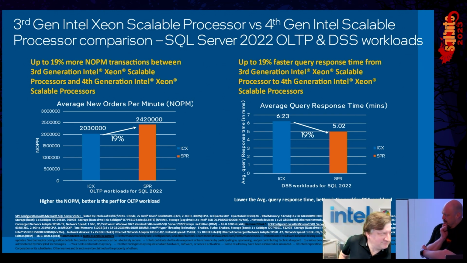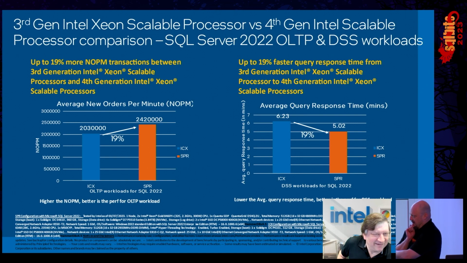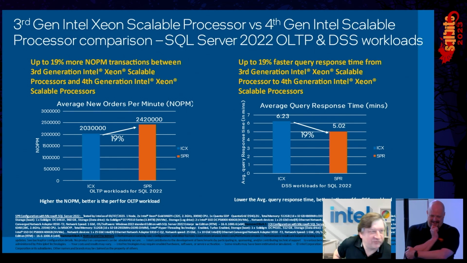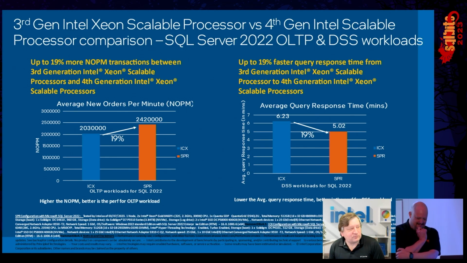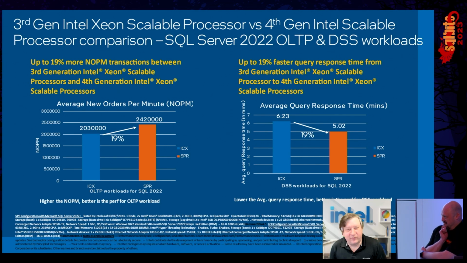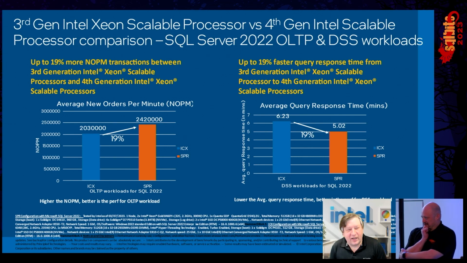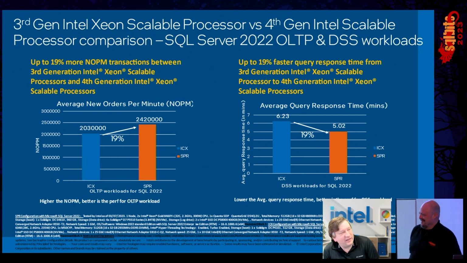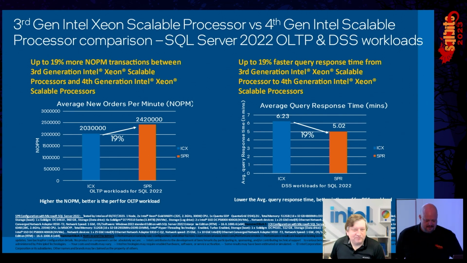I see acronyms quite a bit, Darren, so I'm assuming SPR is Sapphire Rapids? Yes, otherwise known as Sapphire Rapids. In the industry, you might know it as Sapphire Rapids. And what is ICX? ICX is Ice Lake, the previous, which is 3rd gen, and SPR is Sapphire Rapids, which is 4th gen. Okay. Excellent. Thank you for that.